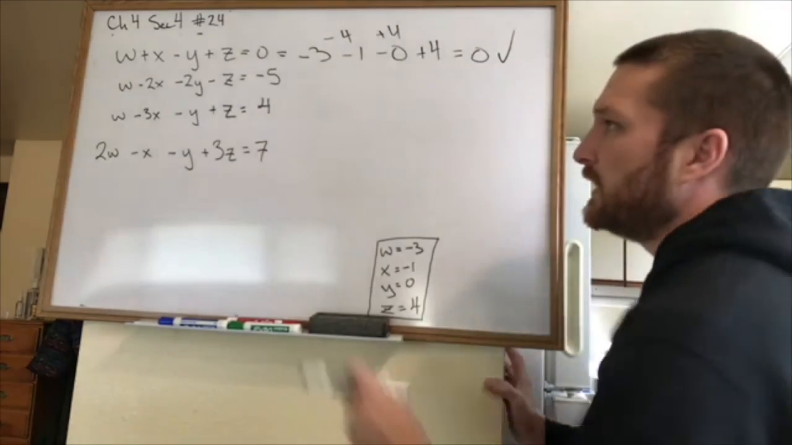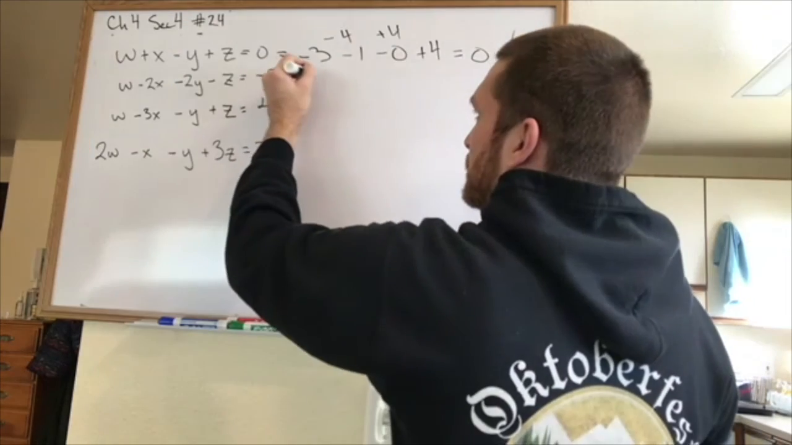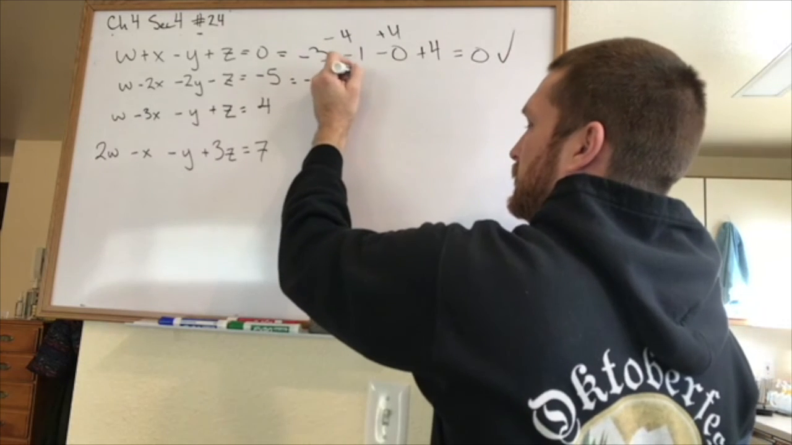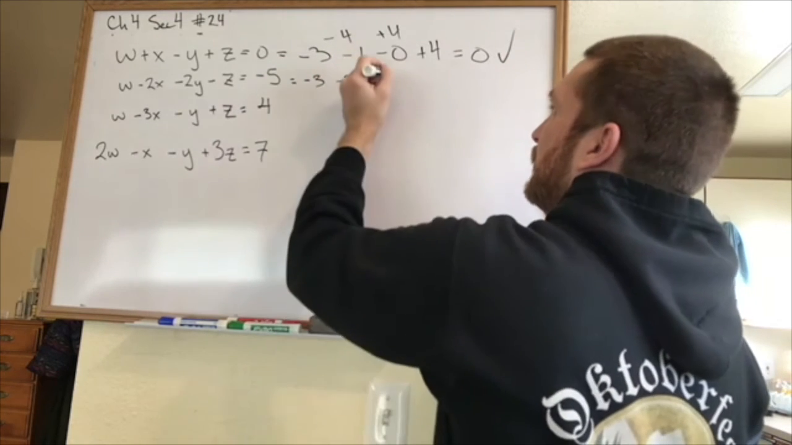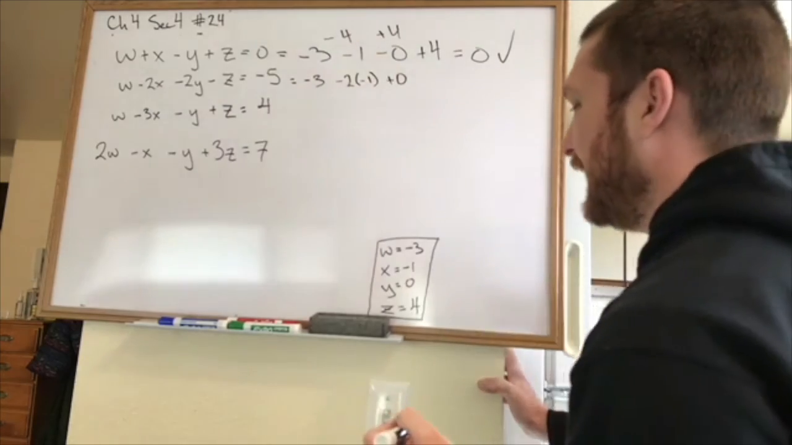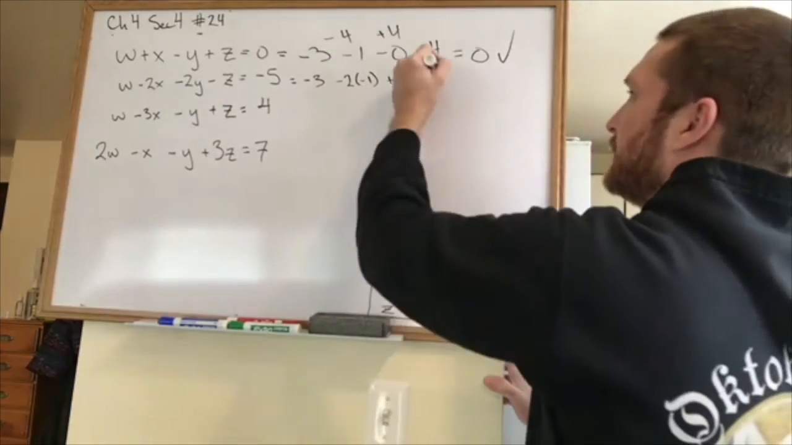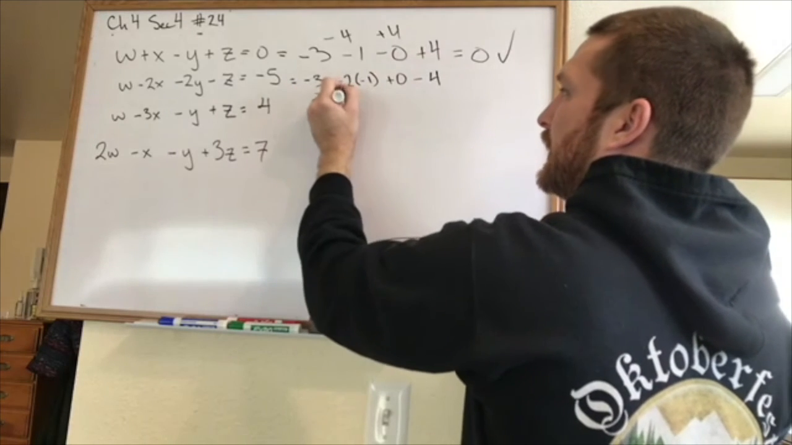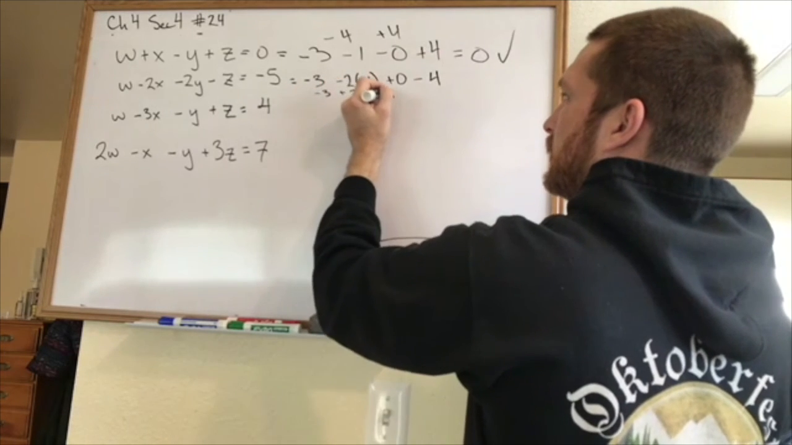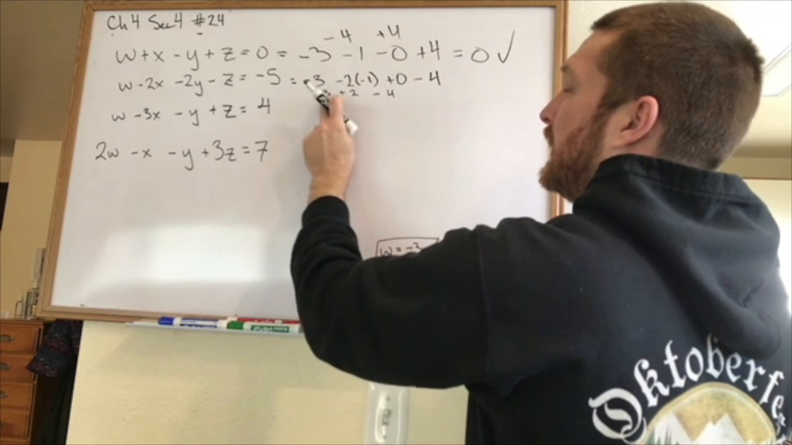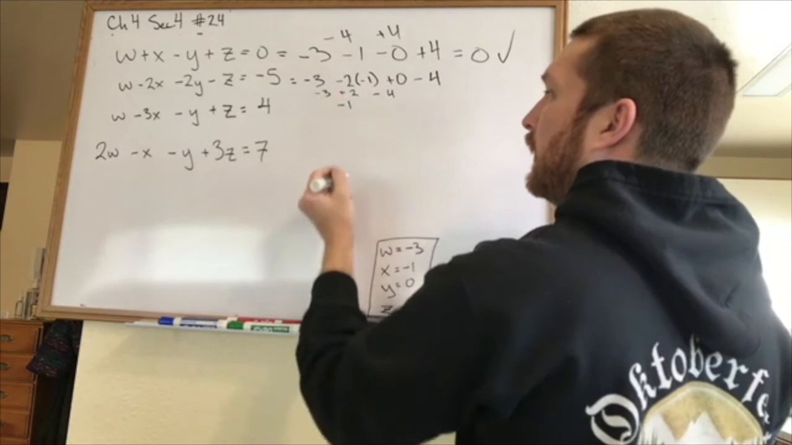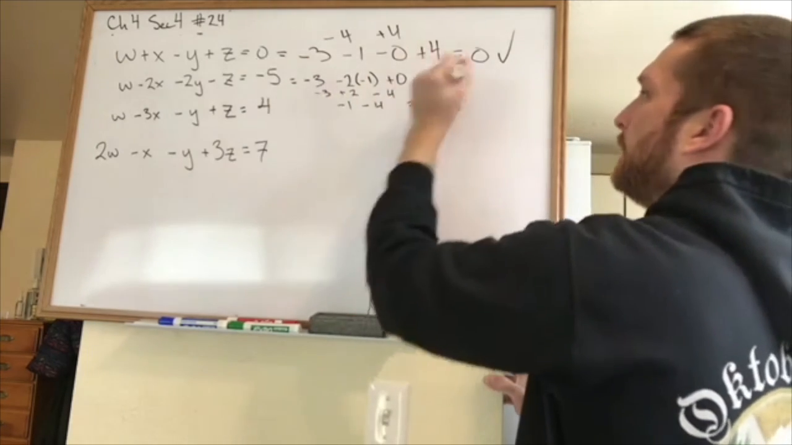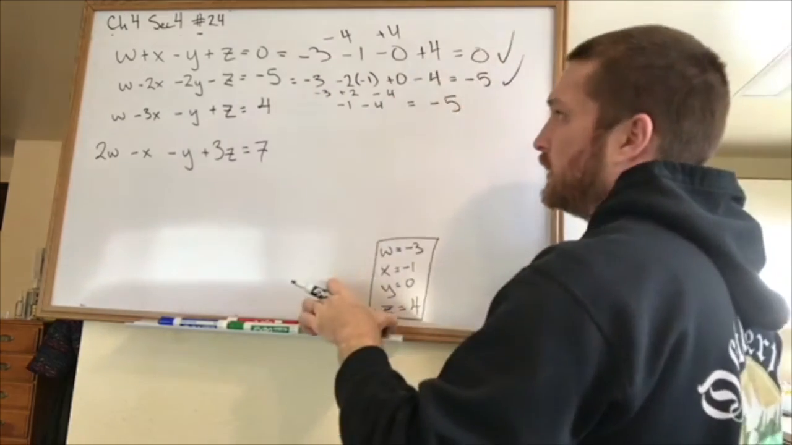Let's check the second one. We get W is -3. Minus 2x is -2 times -1. We get a big fat 0 for Y. And minus Z is the same as -4. So we have a -3. That's actually a +2 minus 4 gives me a -1. -4 is a -5. Yep, that's the same thing. Okay, the second one checks out.